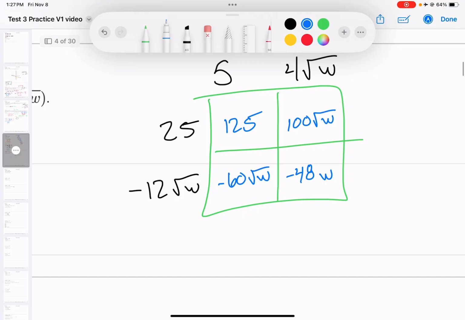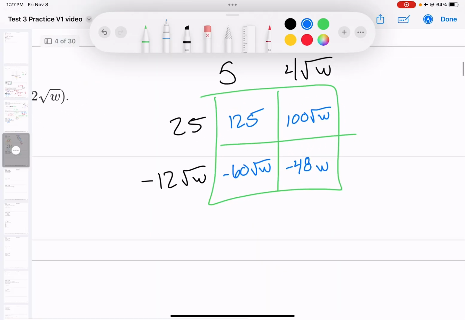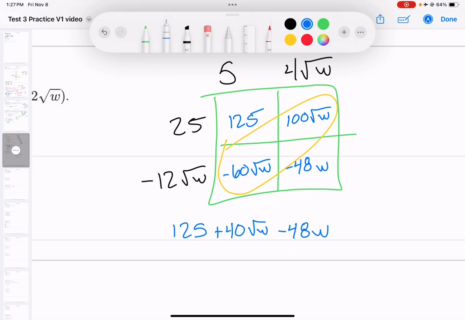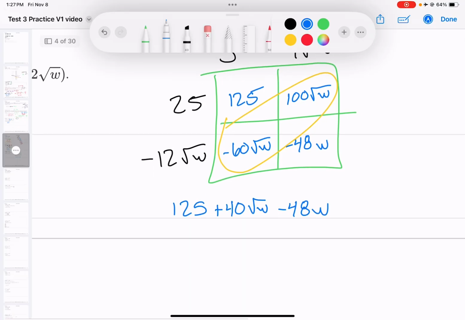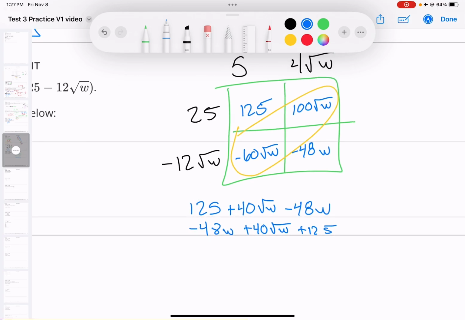So I've got, does it say to write it in a specific way? Nope. 125, combine like terms. These are the same. So 100 minus 60 is plus 40 root w. And then go to minus 48 w. The answer on the test writes it as negative 48 w plus 40 root w plus 125. It is descending order as far as your exponents go, so that's okay, but either one of these should work just fine.